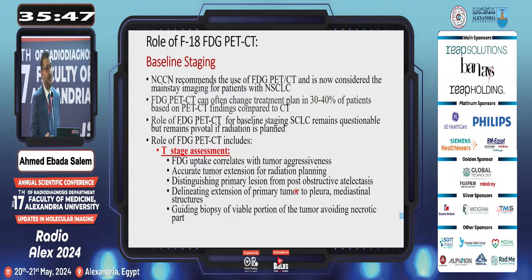So what is the role of PET-CT in lung cancers? The National Comprehensive Cancer Network recommends the use, as we said, of FDG PET in all non-small cell lung cancer. The role of PET-CT is not well defined in small cell lung cancer, but it could still be beneficial. For T staging, it has been shown that the degree of metabolic activity does correlate with tumor aggressiveness in lung cancer, which could affect management and prognosis.